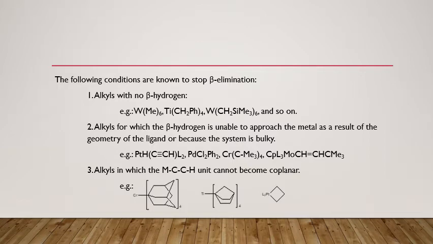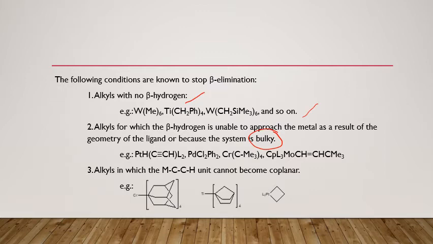And the following conditions are known to stop beta elimination. Some reactions or compounds cannot undergo beta elimination because there is no beta hydrogen. If you look here, there is no beta hydrogen in this compound, for example. The second is alkyls for which the beta hydrogen is unable to approach the metal because of the bulky system. The size is too big, causing the hydrogen to be unable to approach the metal center. Thus, the beta elimination process cannot occur.